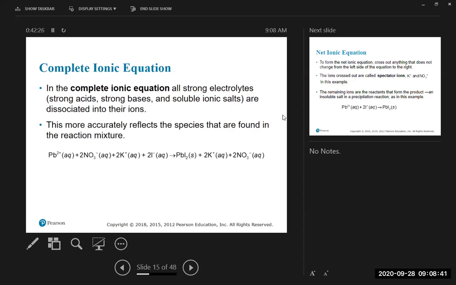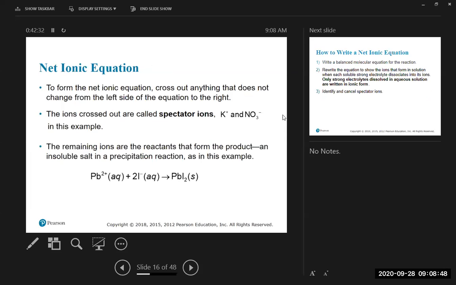Because of what we call these spectator ions, which really aren't contributing to the reaction, because the reaction we're really interested in here is lead and iodine reacting to give us lead iodide. So by canceling out those ions that are the same on the reactant side as the product side, we get down to really this, in this case, precipitation reaction, which shows us what goes on in terms of forming that insoluble salt.